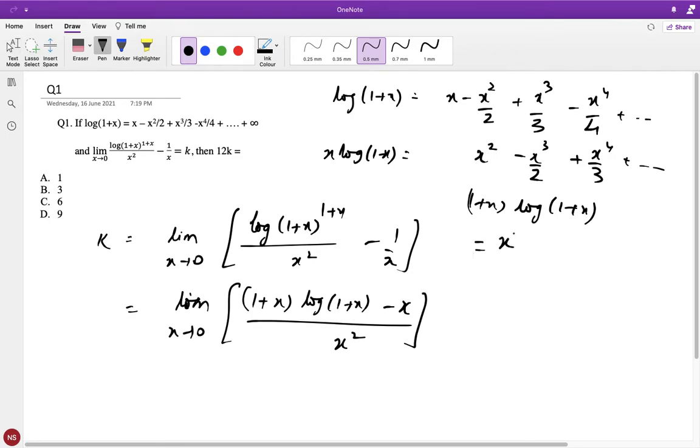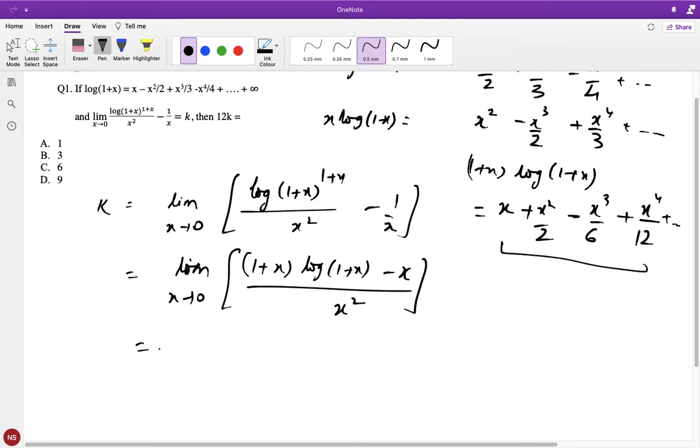So this will be what? x plus x squared by 2. 1 by 3 minus 1 by 2 is minus 1 by 6. 1 by 3 minus 1 by 4 is 4 by 12 minus 3 by 12, which is 1 by 12. So this plus dot dot dot. So 1 plus x into log of 1 plus x will be this. I'll put that value over here.